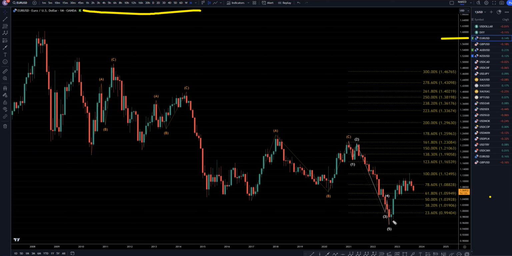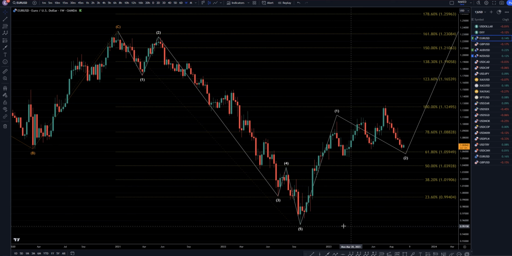So on the Euro dollar monthly, I still think this looks like an uptrend, probably going to eventually end up looking something like that. I still think it's eventually going to go up and take out these highs before we do make another attempt to continue down. So let's take a look at that on the weekly time frame.